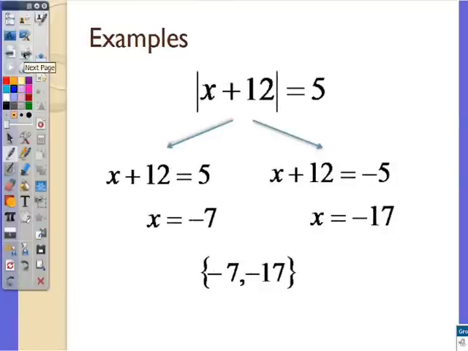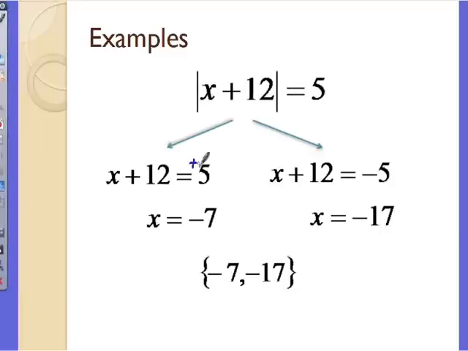Let's try another one. Write this one down. You can see it's all laid out for you already. Okay, I'll talk you through it. Write it down below where you wrote your steps down. Okay, this is very much like the example we just did. So if I have the absolute value of x plus 12 equals 5, my two equations are x plus 12 equals positive 5 and x plus 12 equals negative 5.